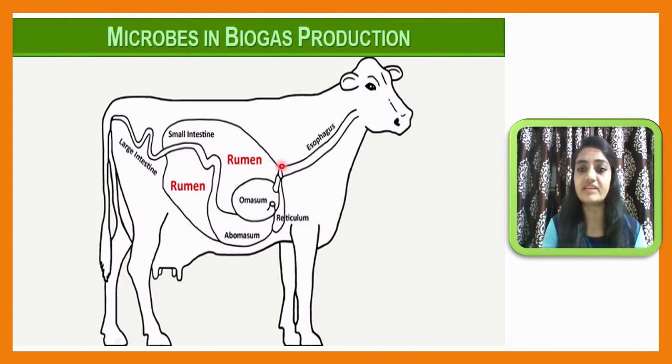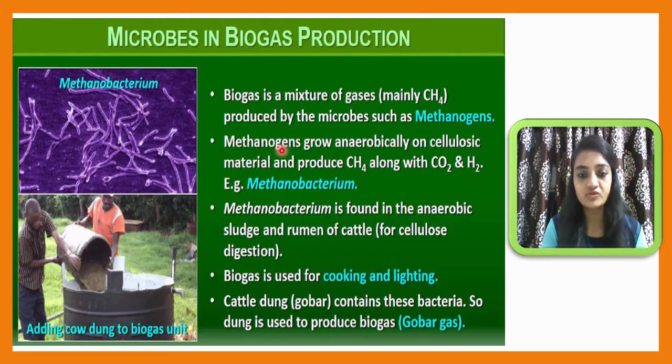Here you can see one cattle. This is the esophagus. Then here you can see a stomach chamber. The stomach of a cattle is divided into four chambers: reticulum, omasum, abomasum, and finally this portion is the rumen. In this portion where rumen is written, methanogenic bacteria are found naturally in cattle. So this is the site where methanogenic bacteria are found. So both in anaerobic sludge and in the rumen of cattle, methanogenic bacteria can be found.